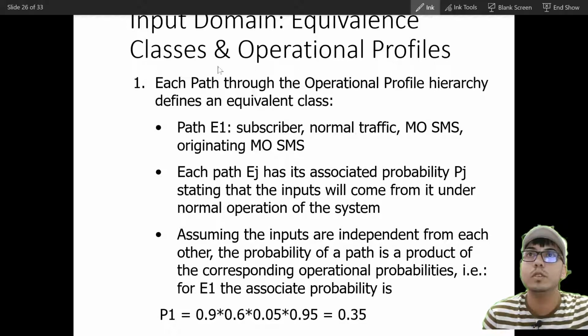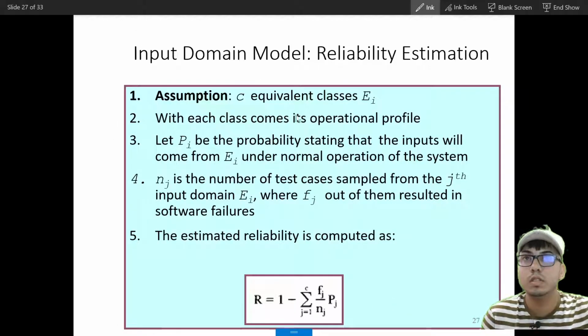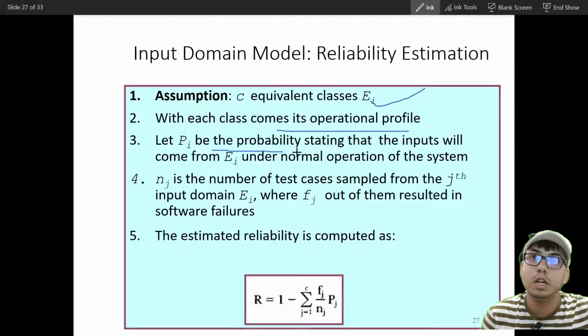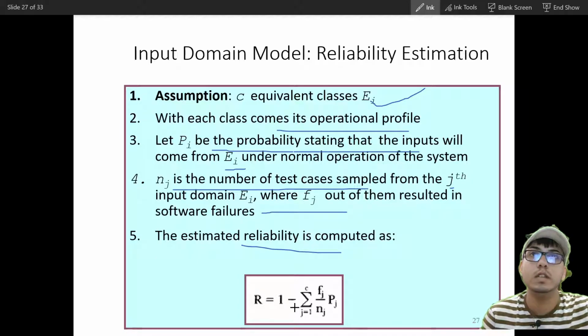So input domain, equivalence class and operation profile. Path E1: each path has an associated probability, assume independent. So P1 equals 0.35. So these are assumptions. Consider equivalence class Ei. With probability Pi the input will come from Ei. Number of test cases from input domain j is Nj. Estimate the probability as 1 minus the sum of Fj by Nj.